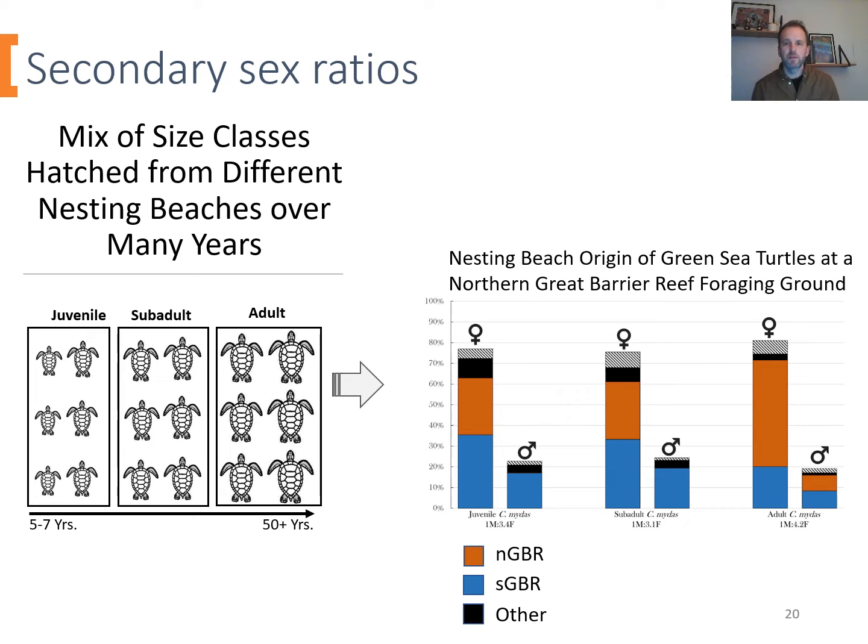And a few years ago, I was fortunate enough to be involved in a study on the Great Barrier Reef, whereby combining information on the stock origin using genetics and determining the sex of turtles from different size classes, we were able to calculate stock-specific sex ratios for each size class. And that really gave us a very unique window into sex ratios being produced from regional rookeries over the past many decades.